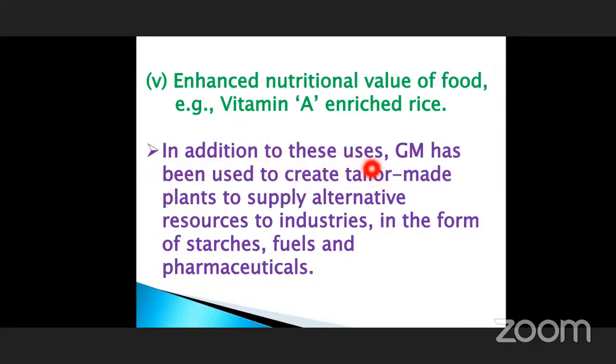In addition to these uses, genetically modified plants have been used to create tailor-made plants to supply alternative resources to industries in the form of starches, fuels, and pharmaceuticals. Fuels means biofuel, which is obtained from Jatropha curcas, and pharmaceuticals means some antibiotics and drugs are extracted from plants. So with the help of rDNA technology, these plants are used as resources to industry and getting some industrial products.